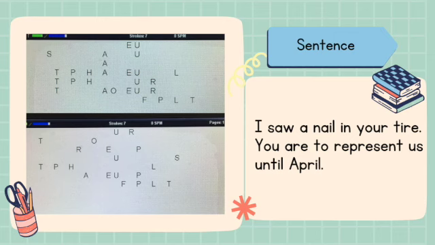Okay, now let's proceed to sentences. So there are two sentences here. On the left side, we can see the stenograph notes. So the first sentence is, I saw a nail in your tire, period. The other one is, you are to represent us until April, period.